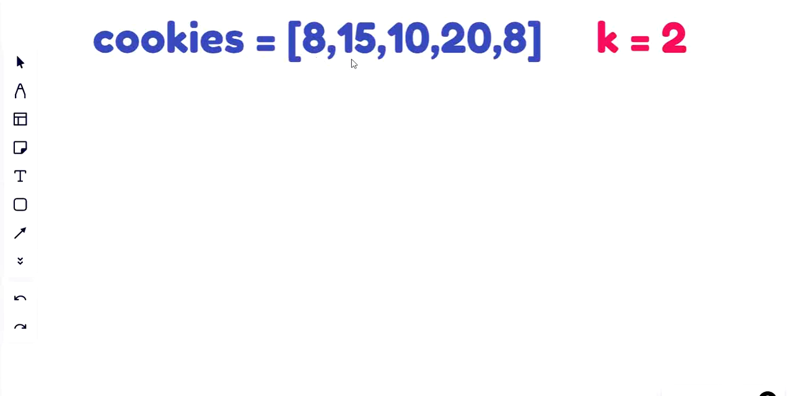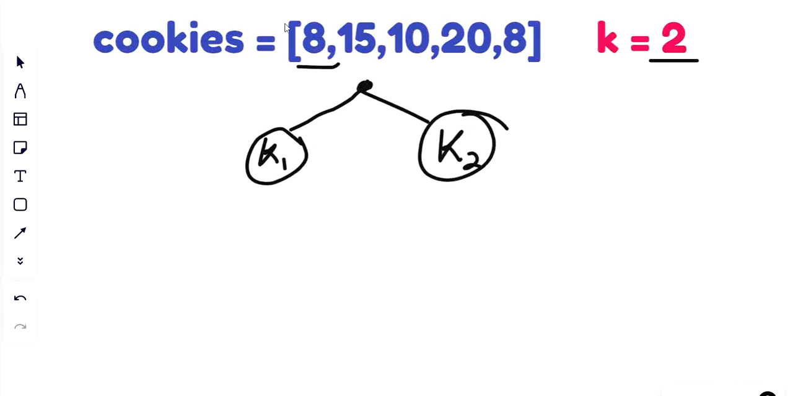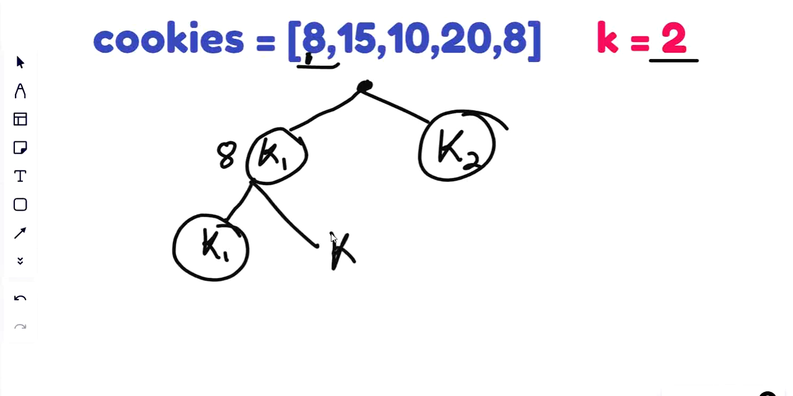So I am saying these are the number of cookies and there are 2 kids, so k is 2. If I start from this point, this is the first case, where this will be kid 1 and this will be kid 2, right? So I'm saying give this cookie bag to kid 1. So kid 1 is having 8 right now. Then again this is kid 1 or kid 2. So I'm saying again give this bag of 15 cookies to kid 1. So kid 1's total will be 8 plus 15, that will be 23.